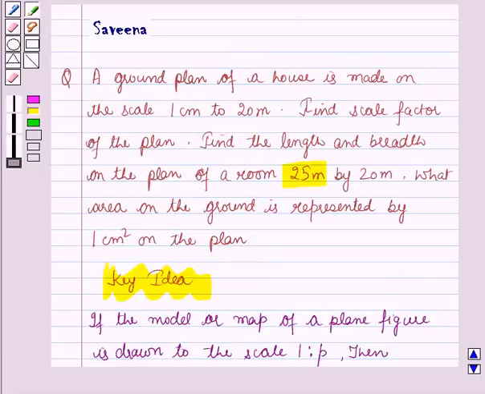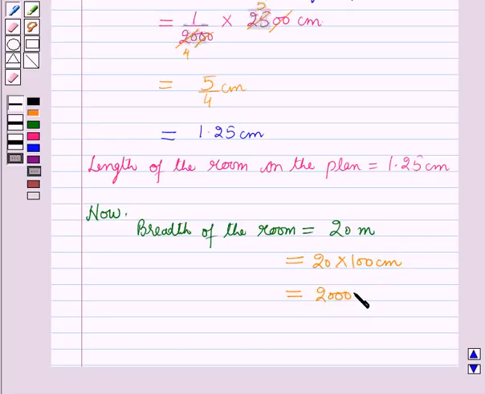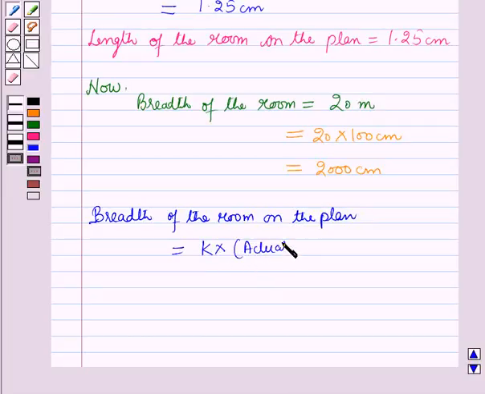And now we have to find the breadth of the room on the plan. Here the breadth of the room is given as 20 meters. Now breadth of the room is equal to 20 meters, which is equal to 20 into 100 centimeters, which will give 2000 centimeters. Now, according to the formula which is given in the key idea, breadth of the room on the plan is equal to K times actual breadth of the room.